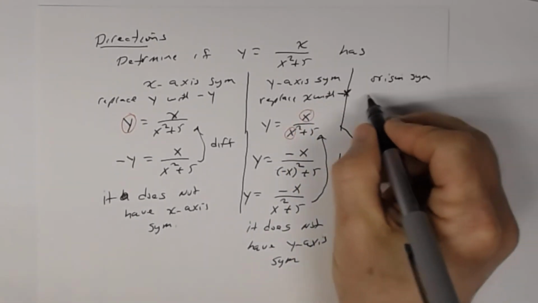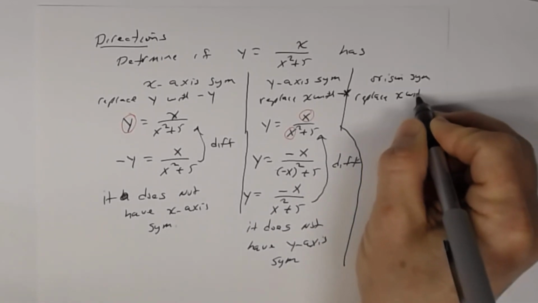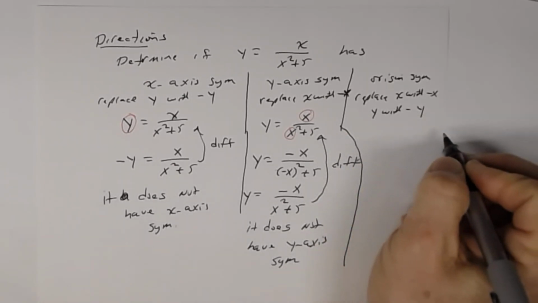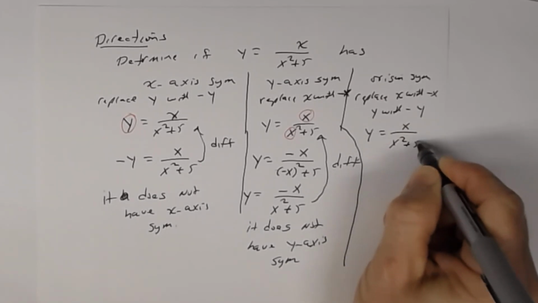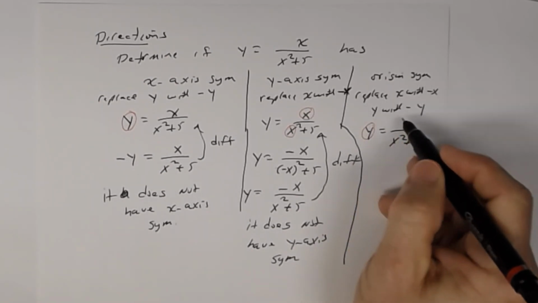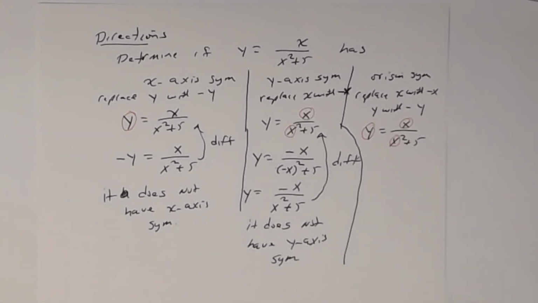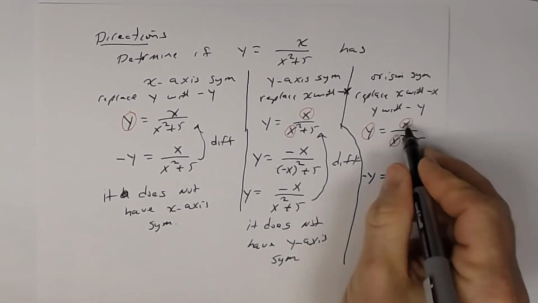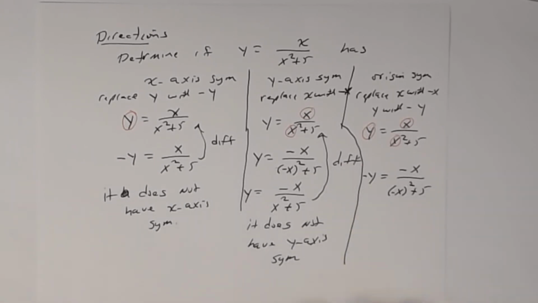So let's remember, for the origin you replace x with negative x and y with negative y. So I'm going to rewrite this over. So we have y equal x divided by x squared plus 5. Okay? And so I'm going to circle all the variables, because for origin symmetry, I've got to replace all the variables with the negative component. So this becomes negative y equals negative x divided by negative x squared plus 5.